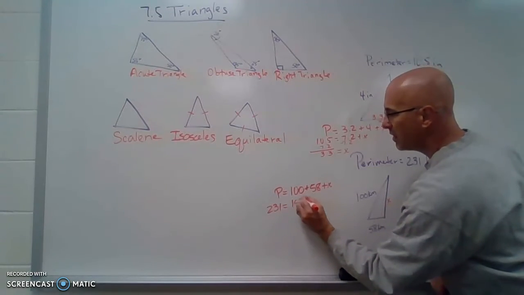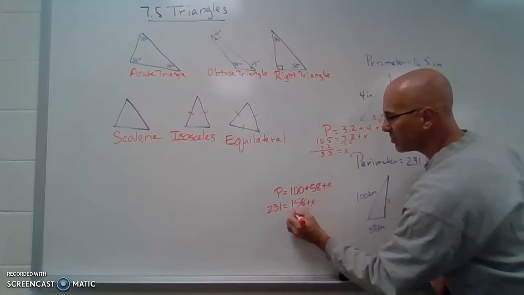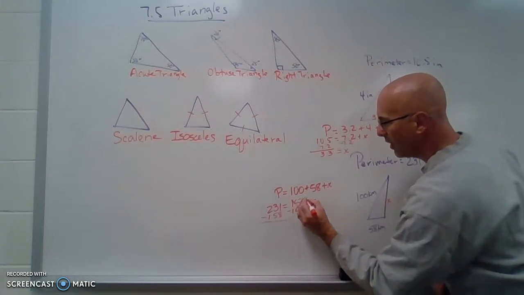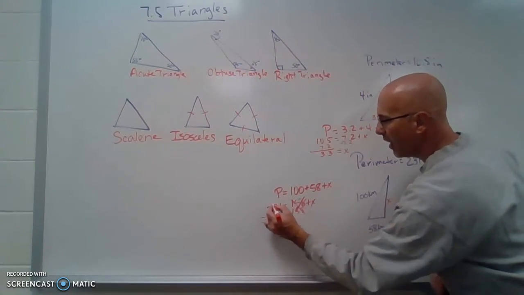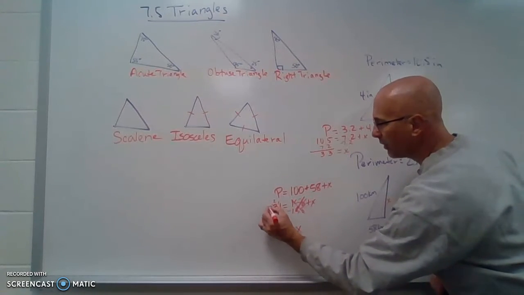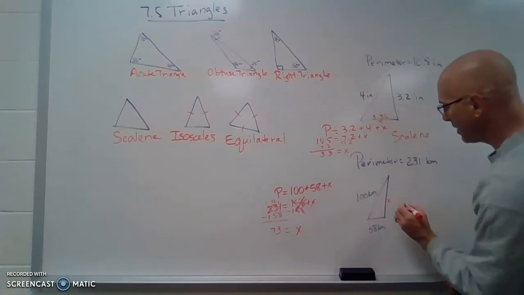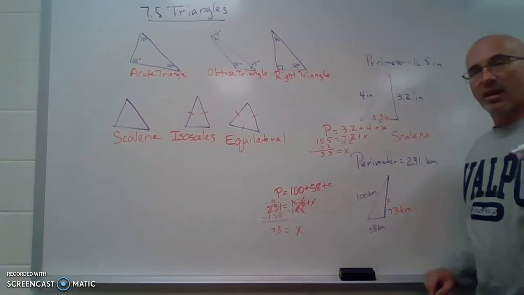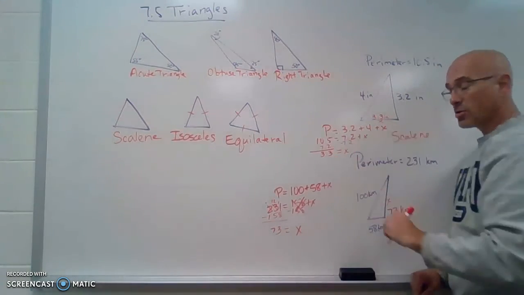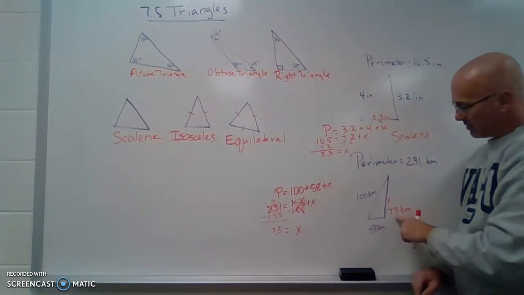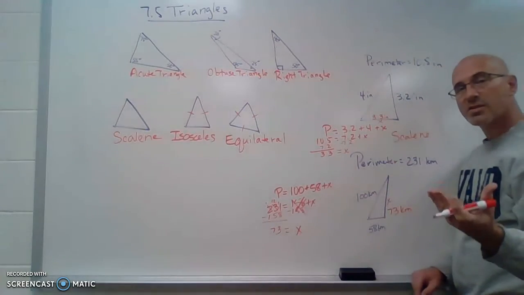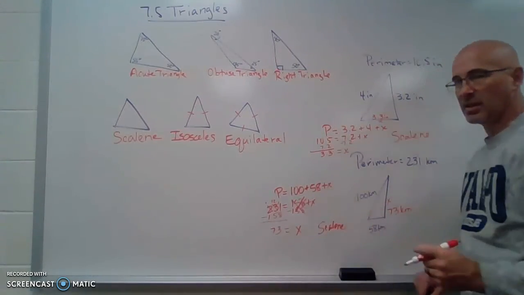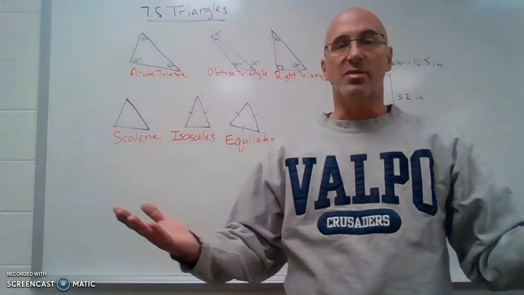158. Now we can subtract 158 from both sides. Okay. That falls off. And then we are left with 73 kilometers. Now, if we were to classify our triangle, we have a 58, 73, and 100. All of those sides are different, therefore, it is also a scalene triangle. There is your introduction to triangles.